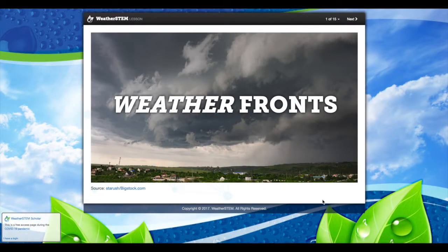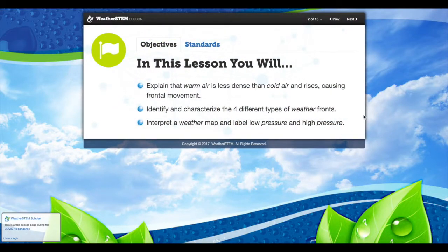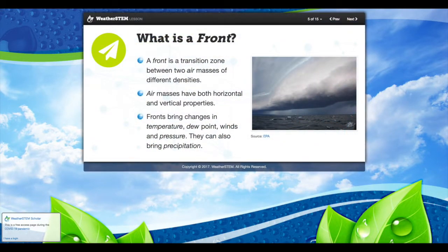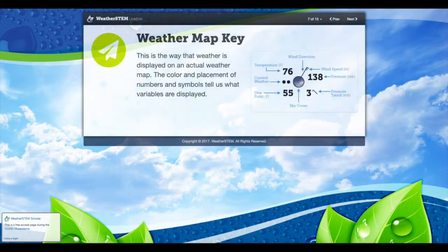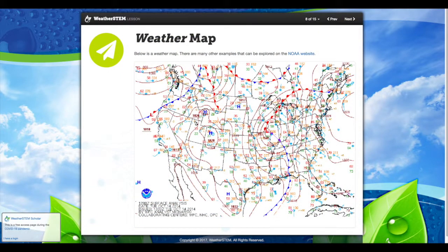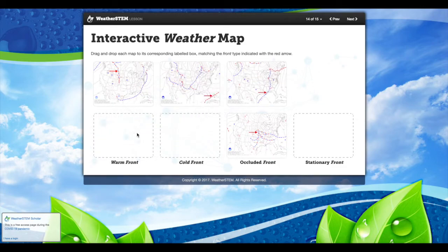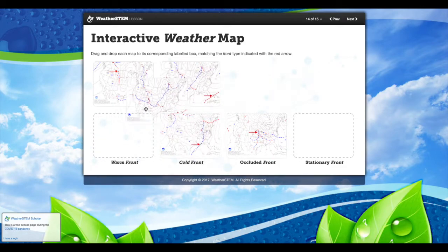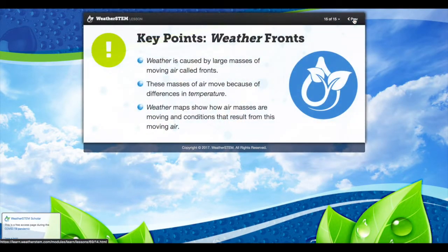All air masses have both horizontal and vertical properties, and a front is the transition zone between two air masses of different densities. As a front moves through an area, it can bring changes in temperature, dew point, winds, and pressure, and fronts can also cause precipitation. WeatherSTEM has two resources that specifically focus on fronts. The lesson on fronts discusses the properties of air, provides some basic information on how to read weather maps, and describes the four different types of fronts.